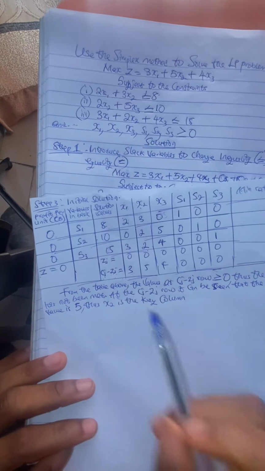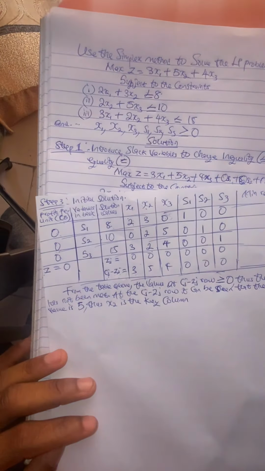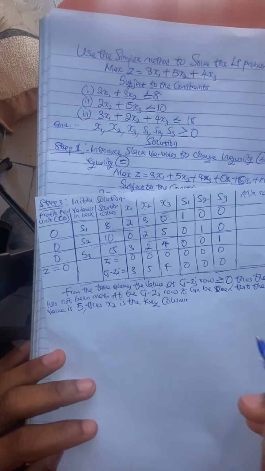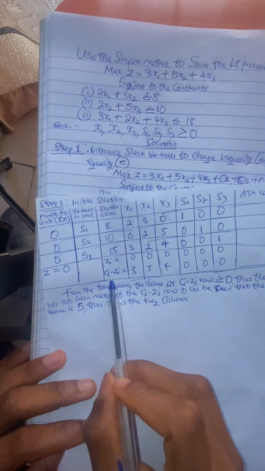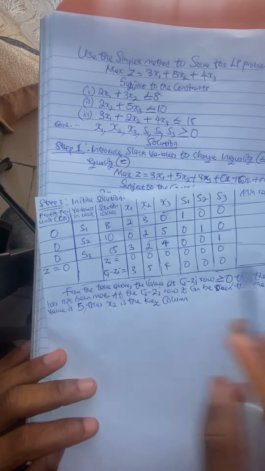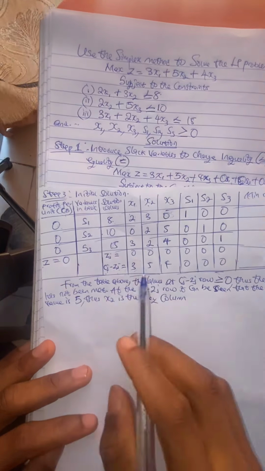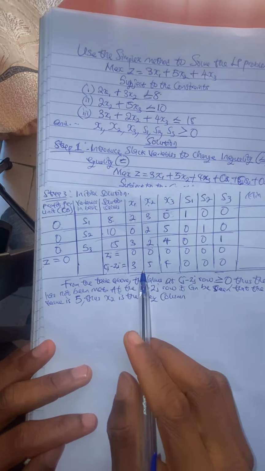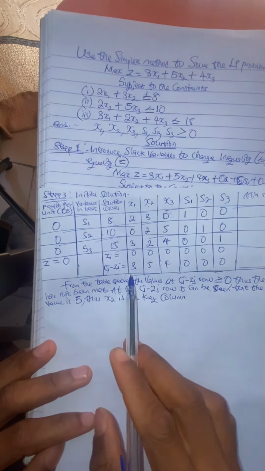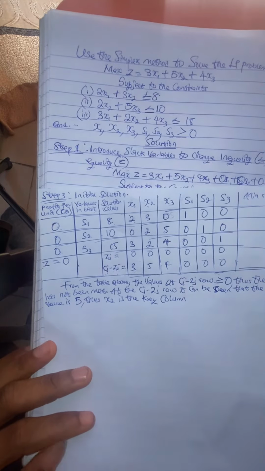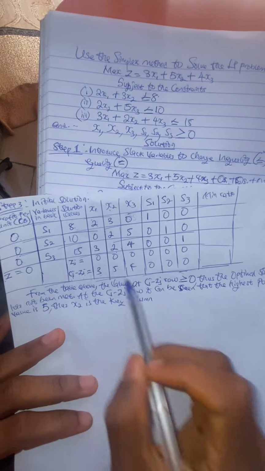And how do you start by doing that? You start by figuring out where the key column is. What do you look at when you are trying to determine the key column? You look at the values at the CJ minus ZJ row. Which of them is highest? The highest positive number. Now, if everything here was negative, you look for the highest negative number. But since everything here is positive, you say, give me the highest positive number. The highest positive number here is 5. So this 5 becomes your key column.